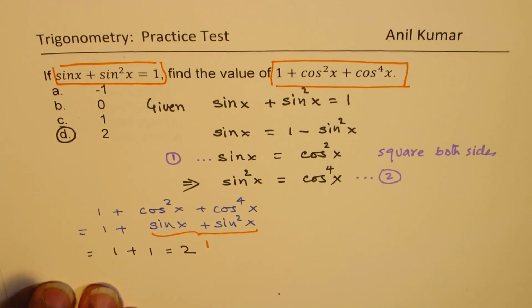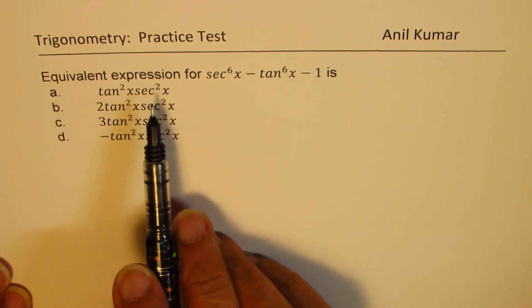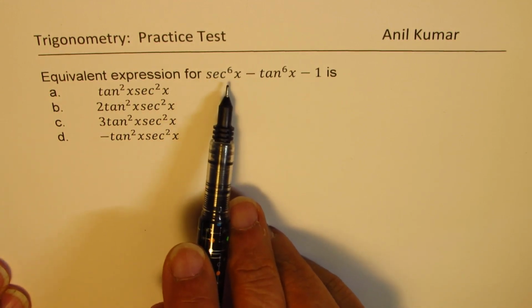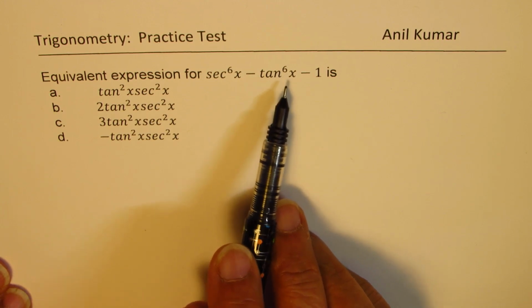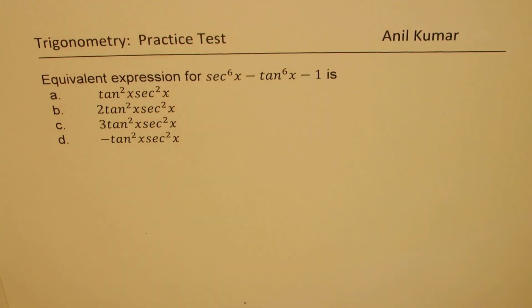Now let's take the last example, which is slightly tricky. You need to find the equivalent expression for secant to the power of 6x minus tan to the power of 6x minus 1. We are given 4 choices. You can always pause the video, answer the question, and then look into my suggestions.